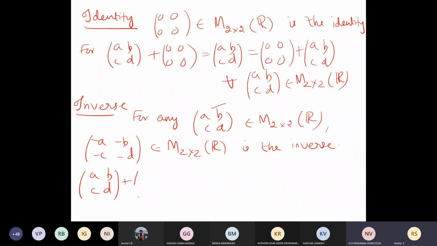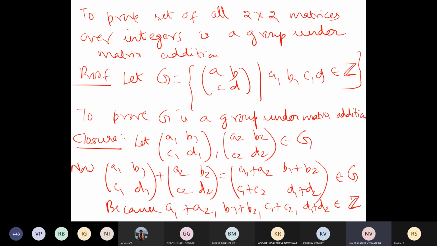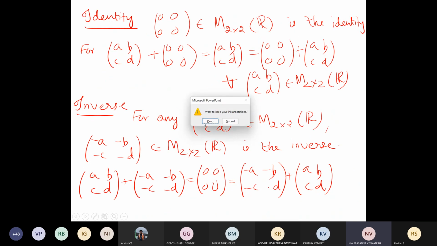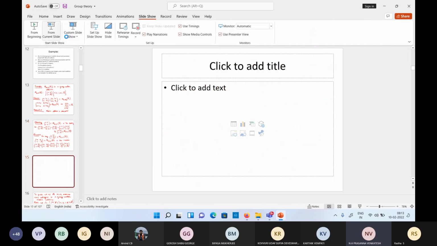ABCD plus minus A, minus B, minus C, minus D is 0, 0, 0, 0, which is minus A, minus B, minus C, minus D plus ABCD. Clear? So therefore, M2 cross 2 over R is a group under matrix addition.